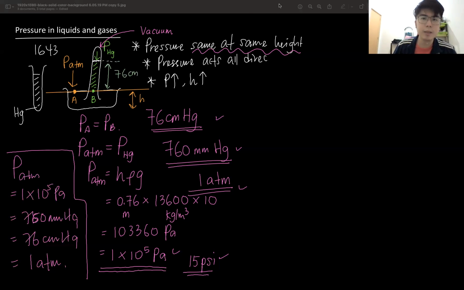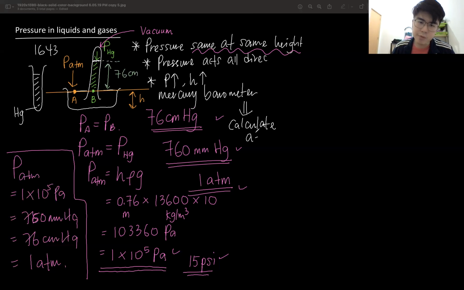What is this thing called? This thing is called a mercury barometer. What is the main use of a mercury barometer? To calculate atmospheric pressure.